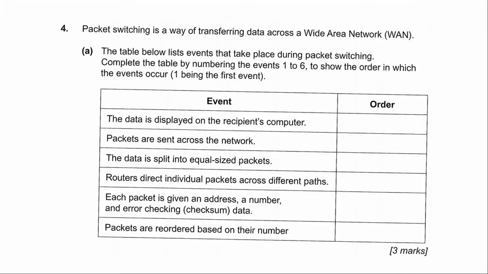So 4, packet switching is a way of transferring data across a wide area network. The table below lists events that take place during the packet switching. Complete the table by numbering the events 1 to 6 to show the order in which the events occur.